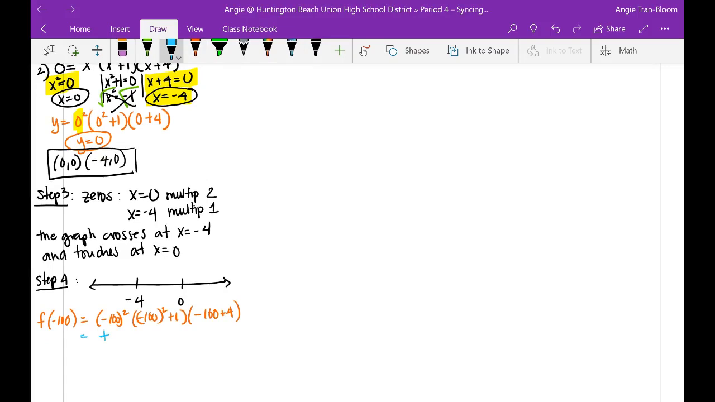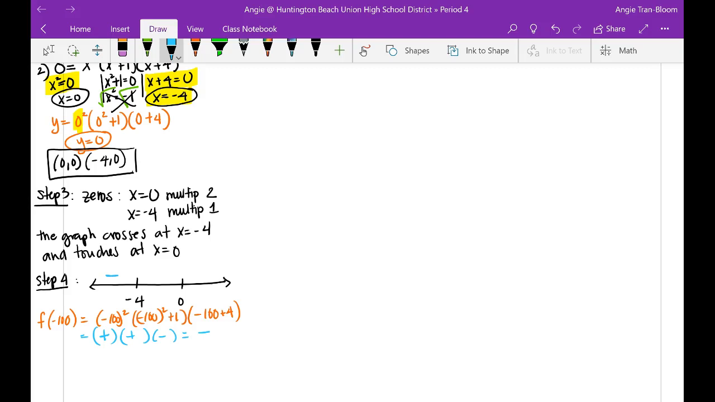-100 square is positive, plus 1 is still positive. Then -100 plus 4, that's a negative. So a negative times a positive answer is going to be a negative. So over here on the left hand side of -4, it's going to be positive. What does that mean? That means y is positive. I wrote negative, I'm sorry. On the left hand side of -4, it's negative. What does that mean? That means y is going to be below the x-axis.